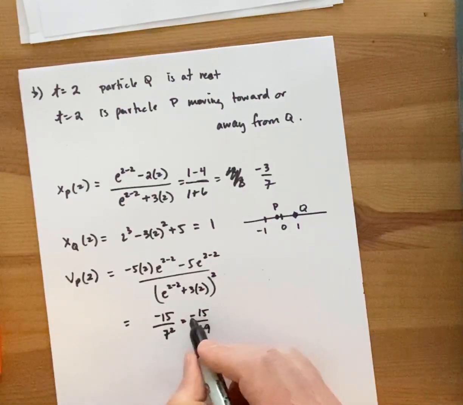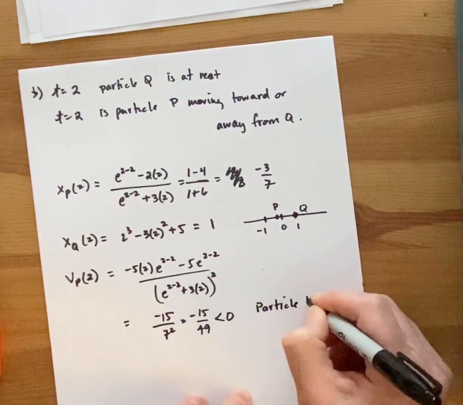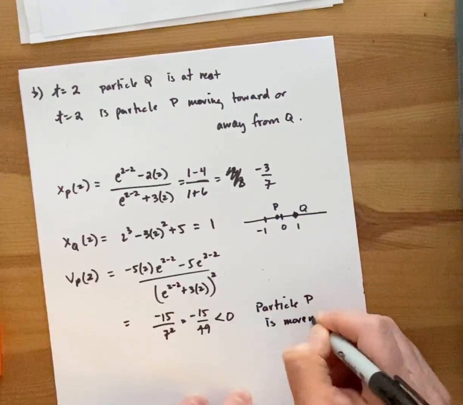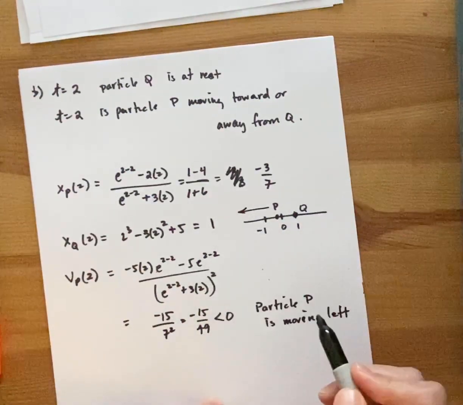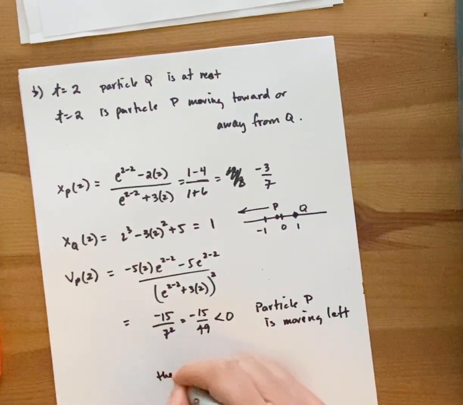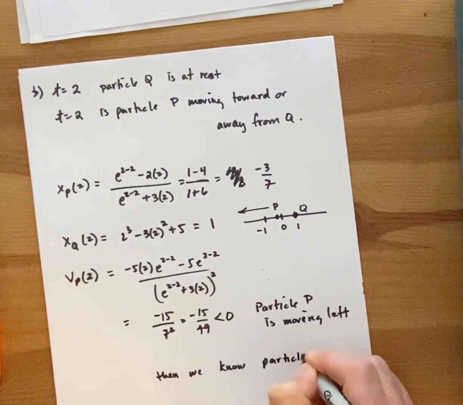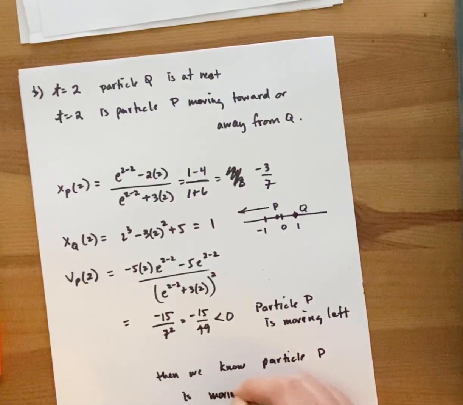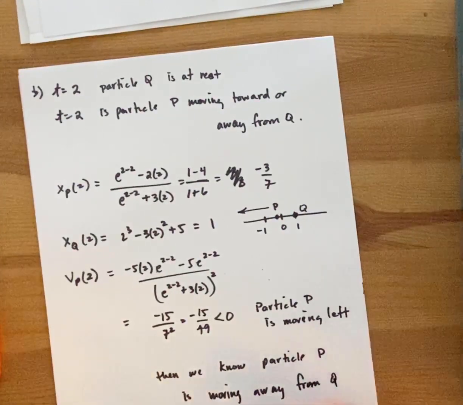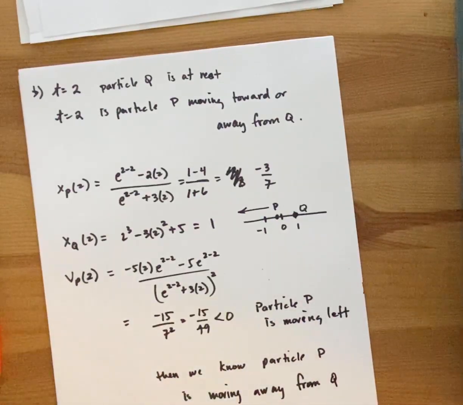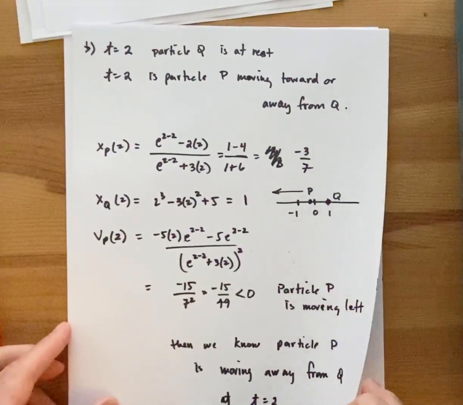So since this is negative, right, then we know particle is moving left, okay, which means if it's moving left, think about that, it's going that way, moving left, then we know particle P is moving away from Q. Okay. Next one.